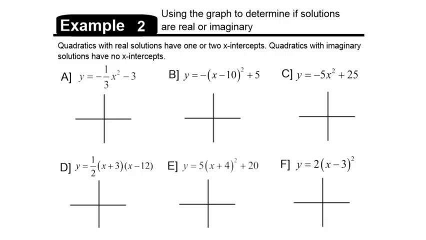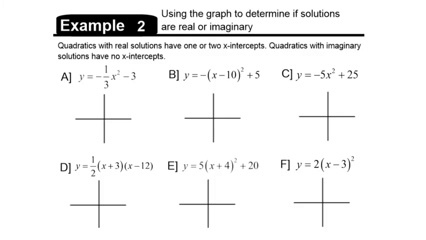Okay, this vertex here is at negative 4, 20. Negative 4, and then 20 up here. Our A is positive, so it means it's going to turn up. So this one is going to have no x-intercepts. So it would be 2 imaginary solutions.